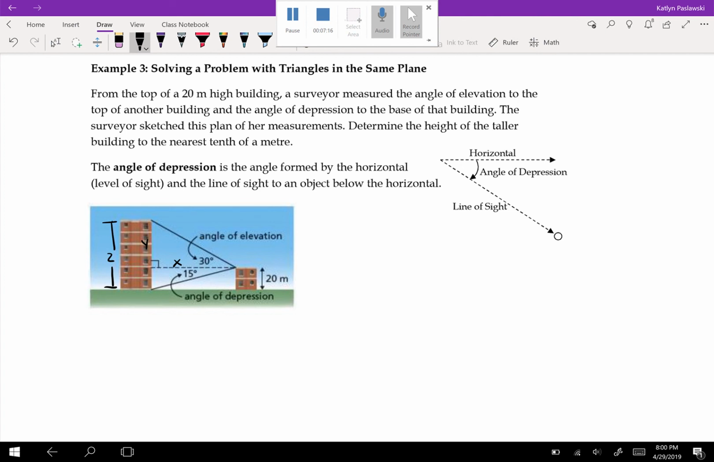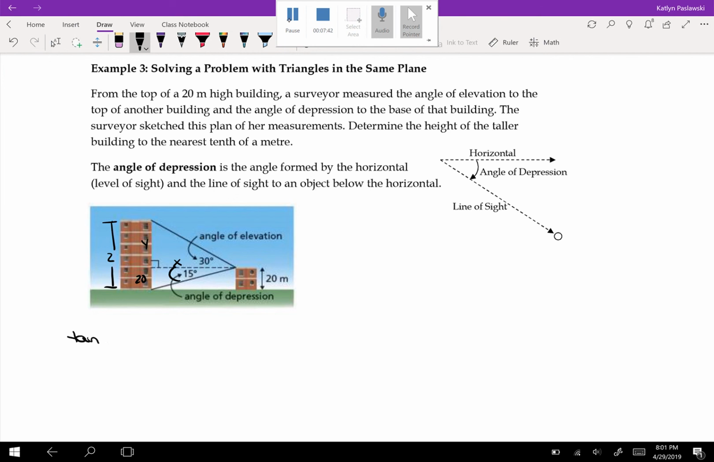the height of this building to the nearest tenth of a meter, recognizing that we need to solve for two angles or two lengths and add them together. So we know that this length here is 20. So first we need to solve for this length of x using the angle of depression and the value of 20. So I'm using opposite with adjacent.